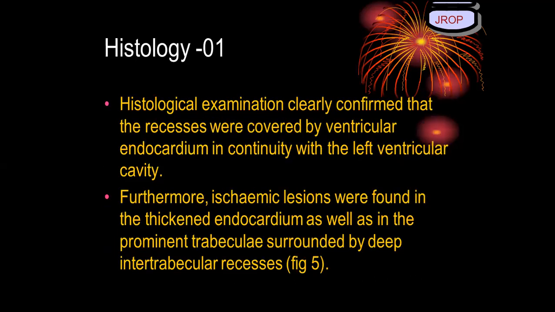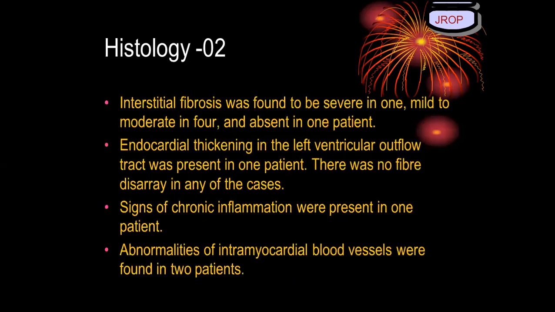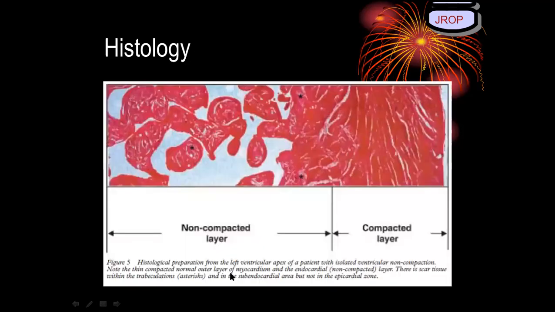If you look at the histology, these recesses were covered with ventricular endocardium in continuity with the left ventricular cavity. Ischemic lesion can also be found in this thickened endocardium. So non-compaction can have ischemic lesion also. Similarly, interstitial fibrosis can also be found. Endocardial thickening of the left ventricular outflow tract was present in one of the cases. Chronic inflammation was present in one patient. Abnormality of intramyocardial blood flow was found in 2 patients. So it's one of the studies where multiple presentations were present in histology.